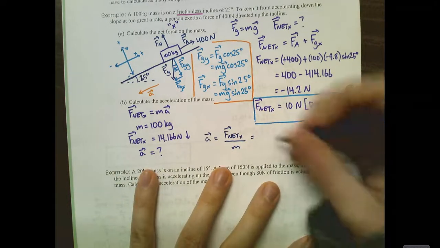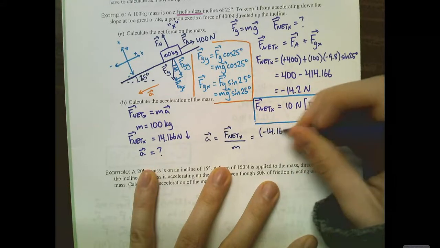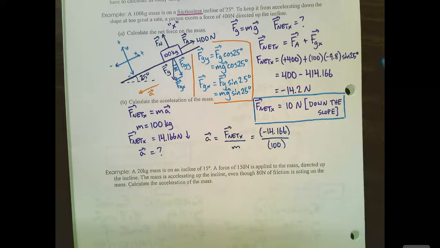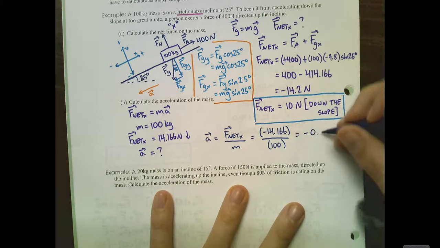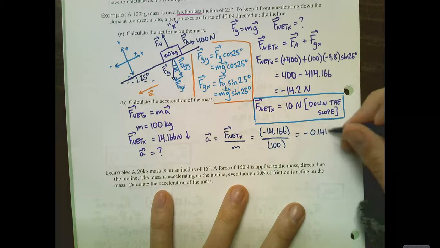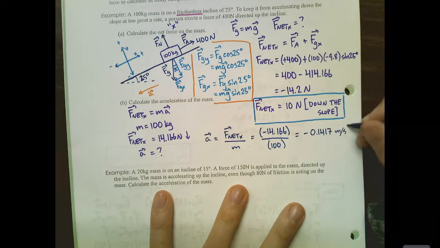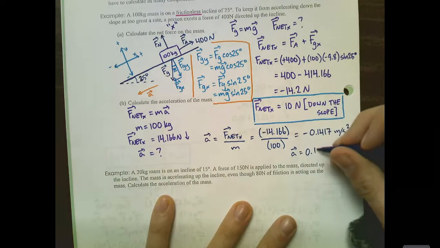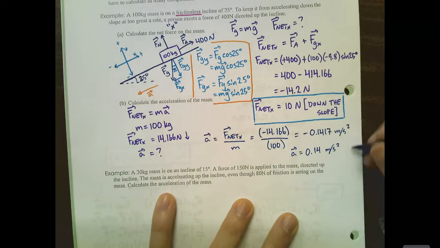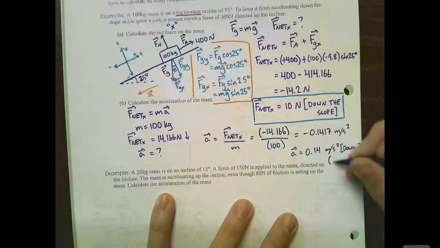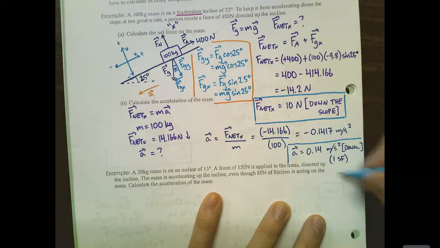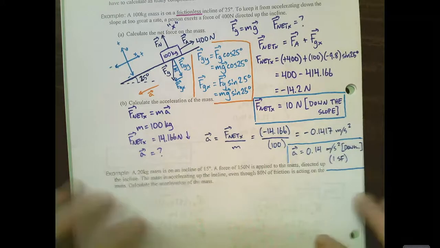Plugging in our values for that, we get negative 14.166, if I'm just going to replace my vectors with my scalars now, and 100. Our answer should look something like negative 0.14166. So we'll call it acceleration equals 0.14 meters per second squared, and again, it's down the slope. We'll have to just do our 1 sig fig because I don't have room to rewrite it using scientific notation.